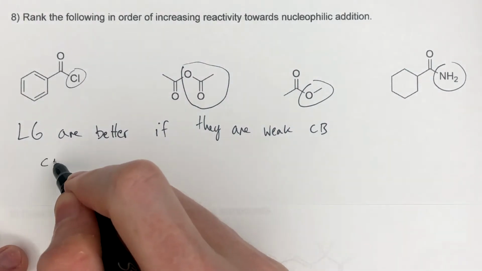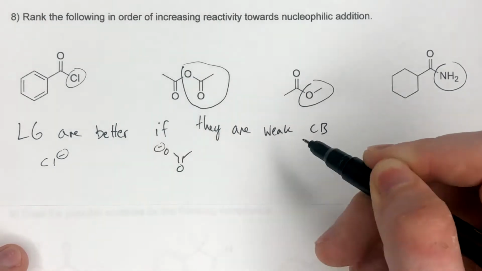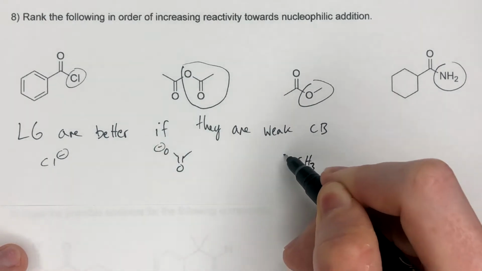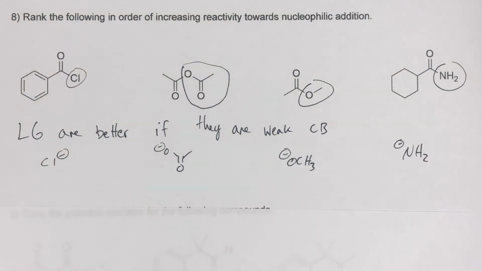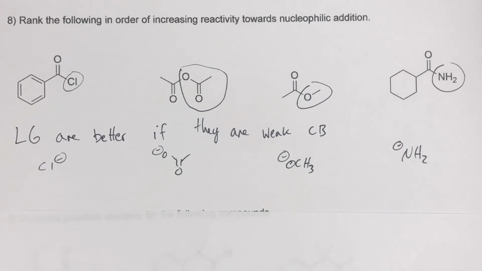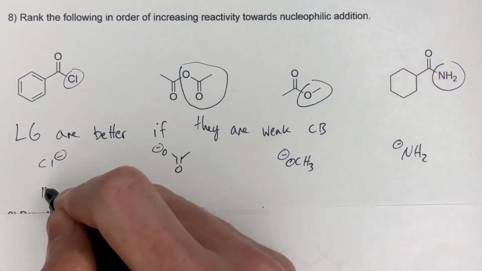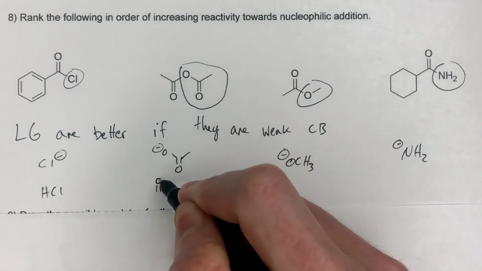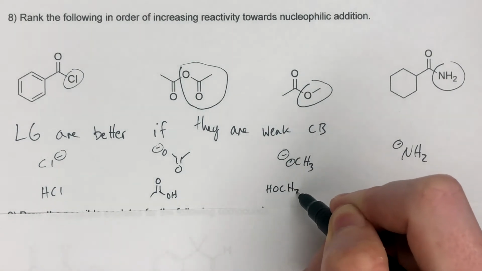So we have Cl minus is our leaving group, and I'll draw this acetate, then the methoxide, and the amide, right? So all right, so the question is, what are the corresponding acids? So we have HCl, acetic acid, methanol, and ammonia.